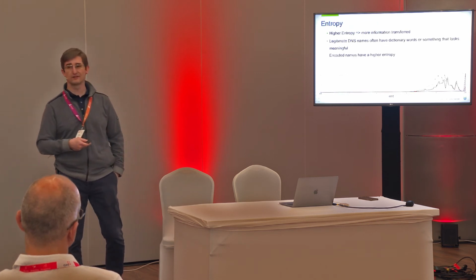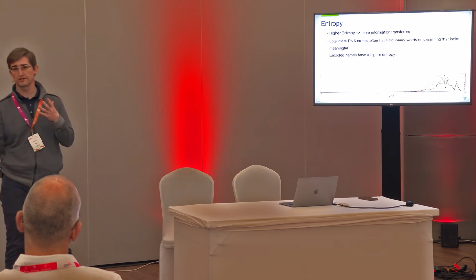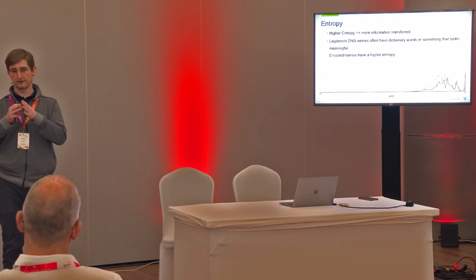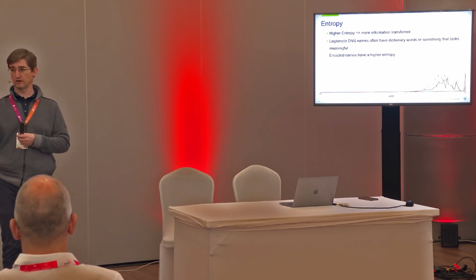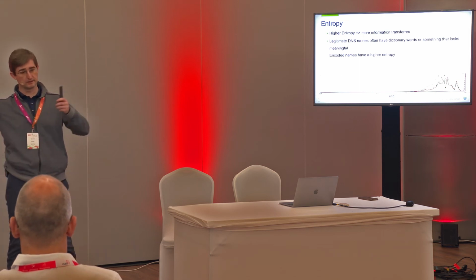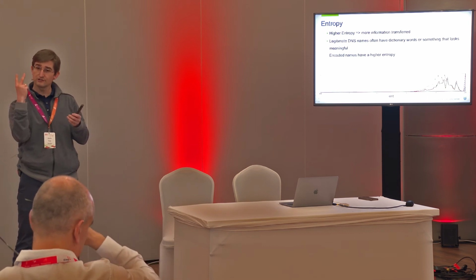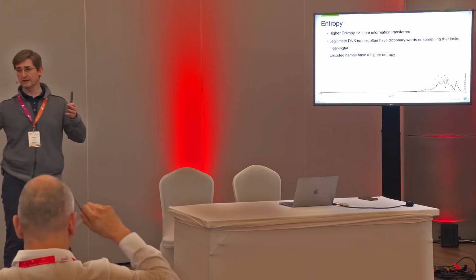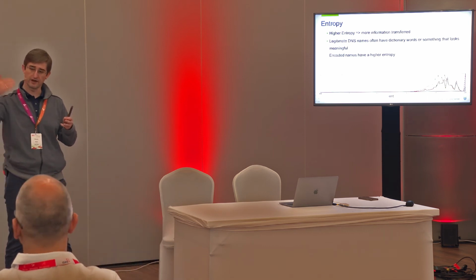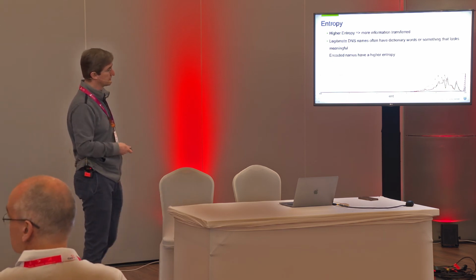We also check entropy, because entropy gives you information about how many different characters are in the string. If you have just 2 characters, like A and B, and you repeat them 100 times, the entropy will be very low, because there are just 2 characters. But if you use all the characters from the alphabet, the entropy will be very high. So basically, we also use that.